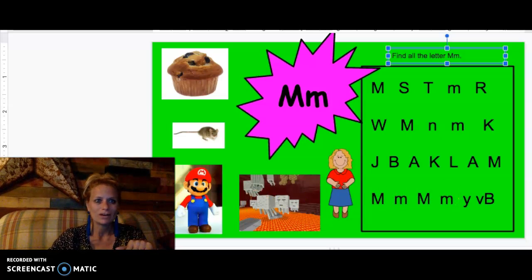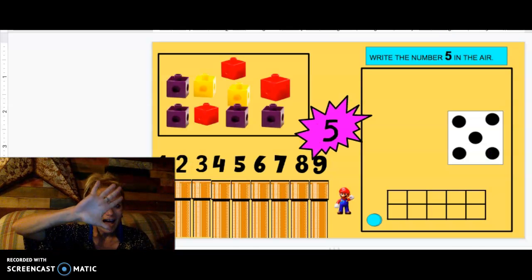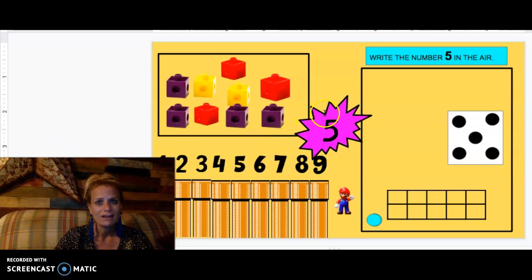Okay, the last thing we're going to talk about is this number. Number 5. Give me 5 fingers. 1, 2, 3, 4, 5. Now put them back up. 1, 2, 3, 4, 5. This is our number 5. A 5 has a straight little neck down, a belly that goes around, and a hat on top. That is our number 5.